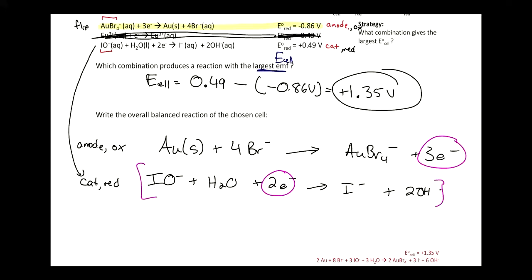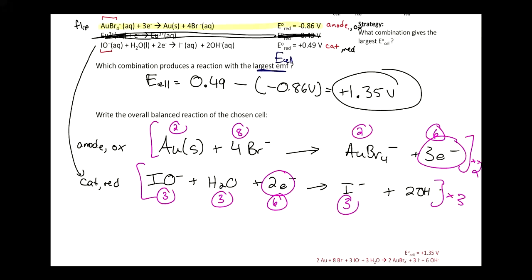So I need to multiply my cathode reaction by 2 and my anode reaction by, no, I messed up. That one by 3, this one by 2. So then 6 electrons cancel on both sides. So you just have to be careful with your coefficients. The coefficients on my anode are 2, 8, 2, and 6. And then on my cathode, it's 3, 3, 6, 3, and 6.